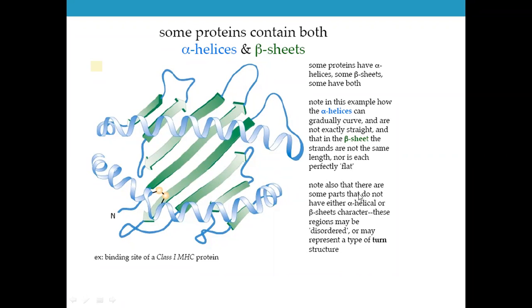Note also that there are some parts that have neither alpha helix nor beta sheets. Those are called coils. These regions may be disordered or may represent a type of turn structure. Usually they term this a coil. It is neither an alpha helix nor a beta sheet.